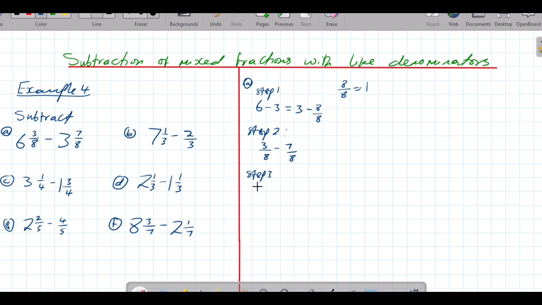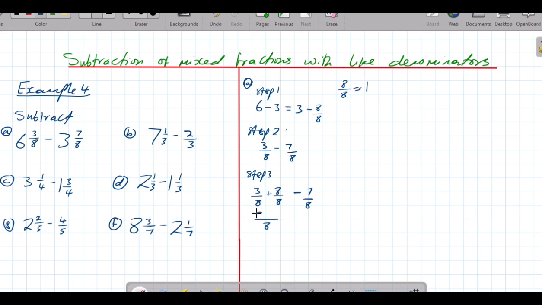Now we are going to add that to the 3 over 8 given to us. So we have 3 over 8 plus 8 over 8 minus 7 over 8. Since they have the same denominator, this is addition of fractions with the same denominator. Now we write our what? Our denominator, which is 8.